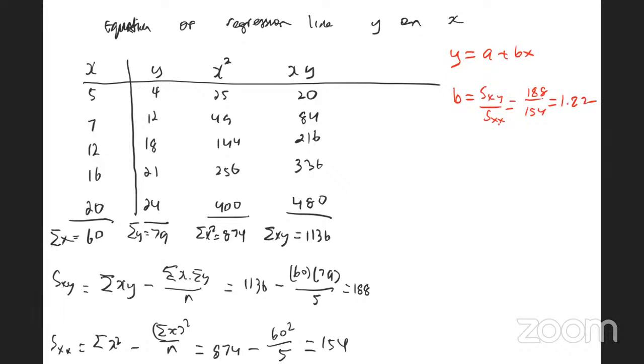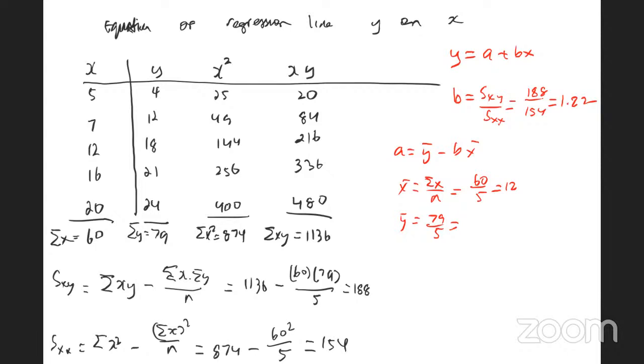Now, to get a, I need to have y bar minus b x bar. So x bar was what? Sum of x all over n. So that's 60 over 5, which is 12. Right? And then y bar is 79 over 5, which is how much?